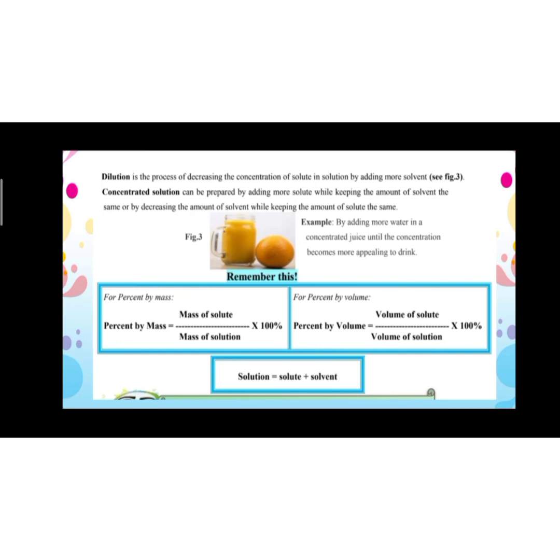A concentrated solution can be prepared by adding more solute while keeping the amount of solvent the same, or by decreasing the amount of solvent while keeping the amount of solute the same. By adding more water to a concentrated juice until the concentration becomes more appealing to drink. For percent by mass, it equals mass of solute divided by mass of solution times 100%. But for computing the percent by volume, volume of solute divided by volume of solution times 100%. Solution equals solute plus solvent.